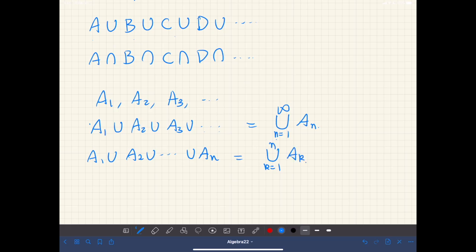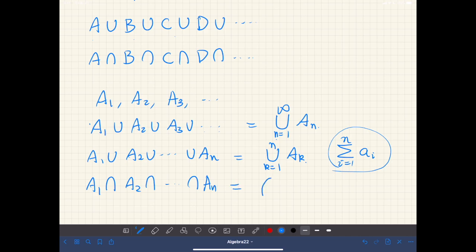This is just like the summation of a sequence, from i from 1 to n. Similar to this summation, we can write cup. And similarly, we can write the intersection of indexed sets like this as cap, k from 1 to n, A k.